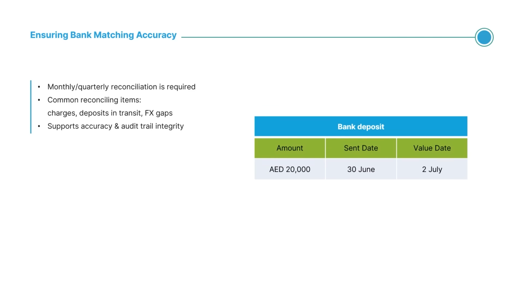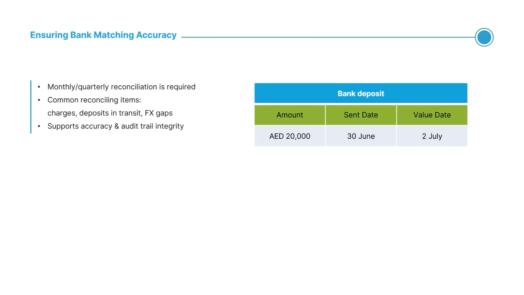Another case, a deposit of 20,000 dirhams sent on 30 June appears in the books but only clears the bank on 2 July. This requires a temporary adjustment in reconciliation.